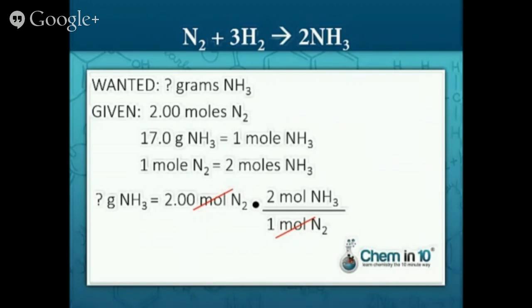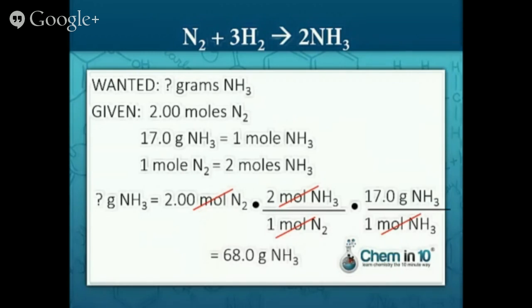Now we need to convert moles of ammonia to grams of ammonia, and we're going to do that using our molar mass. We know that 1 mole of ammonia in the denominator is equal to 17.0 grams of ammonia. The moles of ammonia cancel out. We multiply all the numerators together and divide by the denominators, and we get 68.0 grams of ammonia.